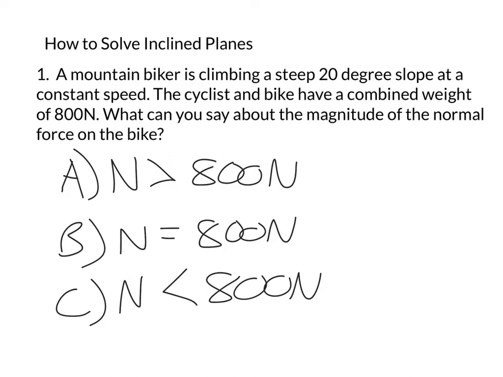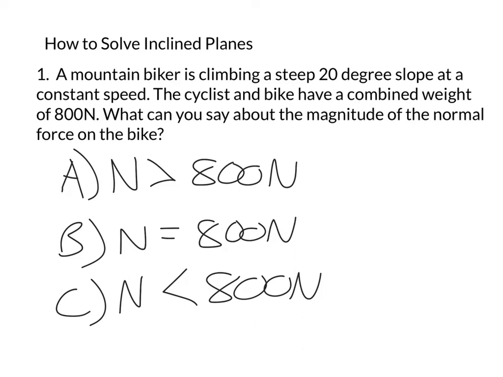Here's a multiple choice. Got a mountain biker climbing. I mean, he's obviously climbing on his bike. This 20-degree slope. He is not accelerating. And we have his weight. And they're going to ask us some questions about the magnitude of the force on the bike from the surface.